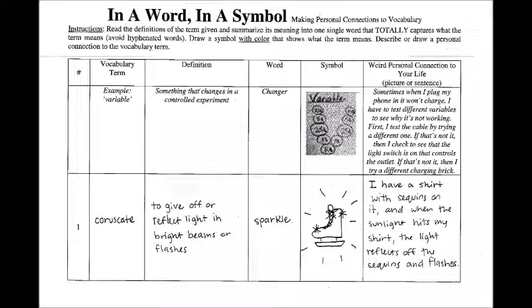Then the connection that I made was I have a shirt that has sequins on it, and when I go outside and the sunlight hits it, it reflects the light, and the sequins flash in the light. And there's instructions up at the top that were included in the article that pretty much describe everything I went through with you guys in the presentation.